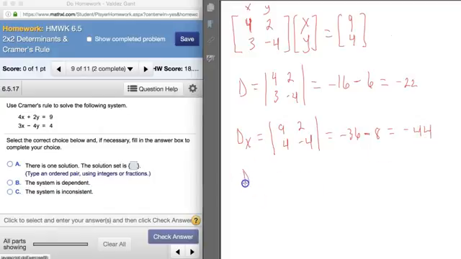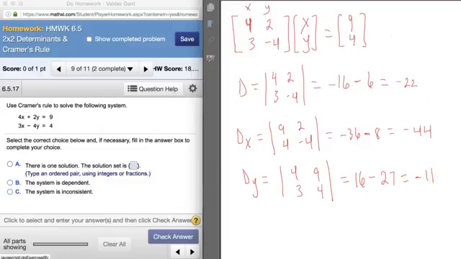All right, and so now determinant of coefficient matrix with respect to the y column, we just replace the y column with 9, 4 now, and keep the x column the same. So 4 times 4 is 16, minus 3 times 9 is 27. So from there, that should give us a negative 11.